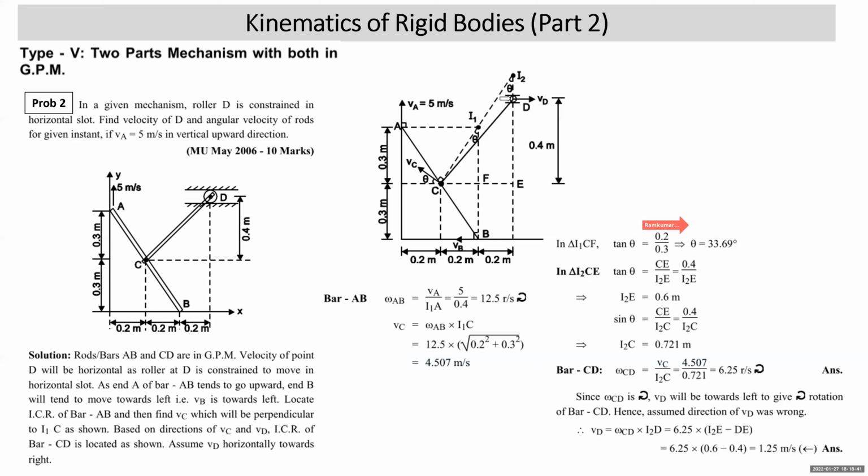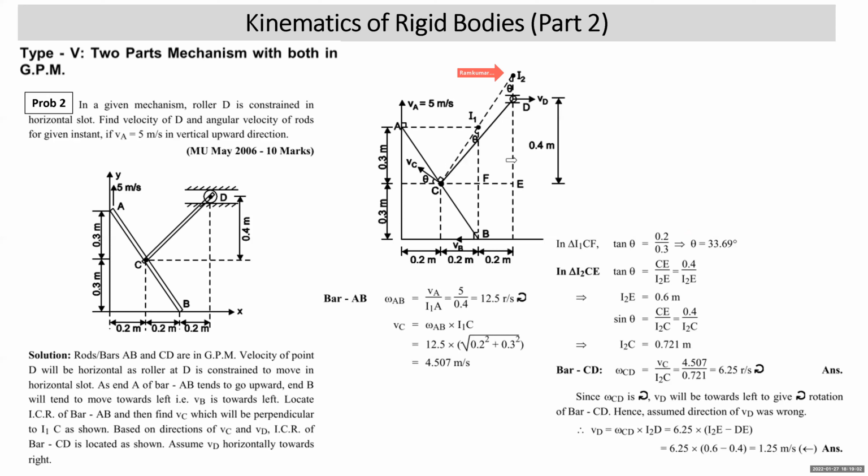Now, as the roller at D is constrained to move in a horizontal slot, the velocity of point D can be assumed to the right or to the left. It has to be horizontal. We assumed it towards right. Draw perpendicular to VC, draw perpendicular to VD. Where they intersect, that point is called I2.